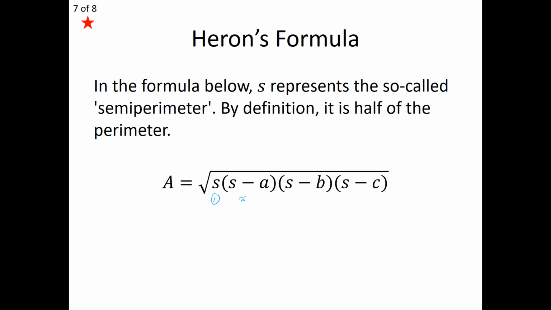The second thing is the semi-perimeter minus one of our side measures. Let's call that side A. The third thing is the semi-perimeter minus the second side of our triangle. Let's call that side B. And the fourth thing is the semi-perimeter minus the third side of our triangle, side C. So it's the semi-perimeter times the semi-perimeter minus the first side, times the semi-perimeter minus the second side, times the semi-perimeter minus the third side. And taking the square root of that is going to give us the area of a triangle.